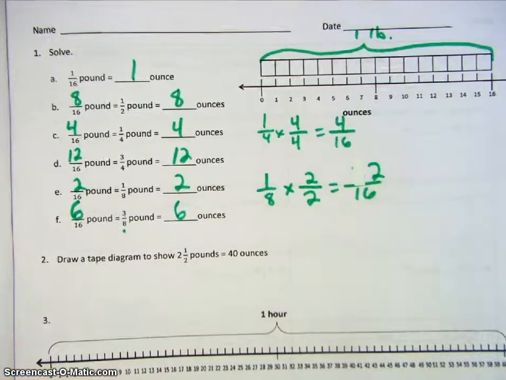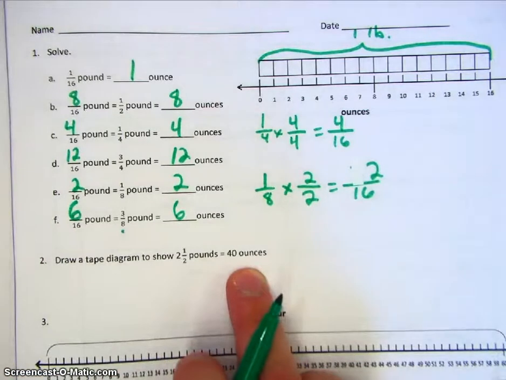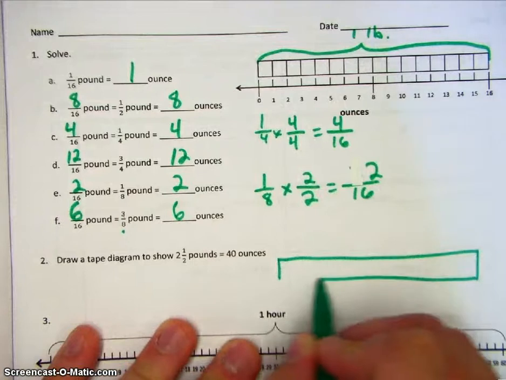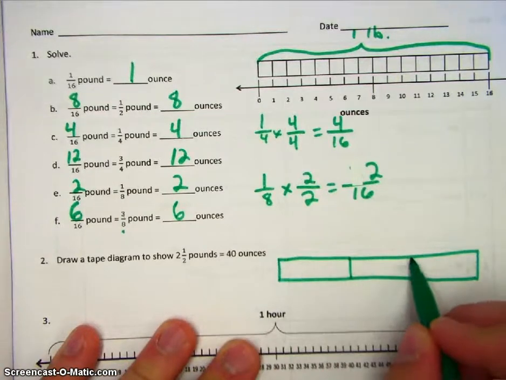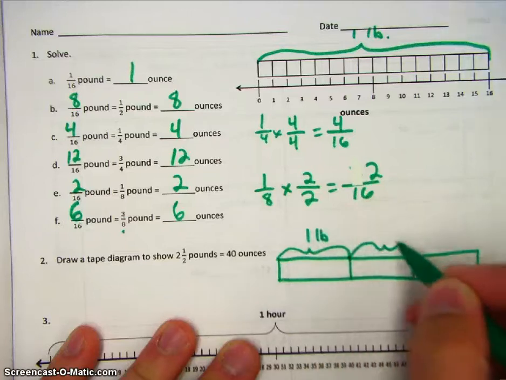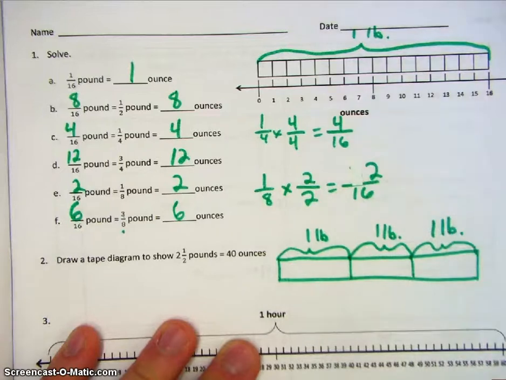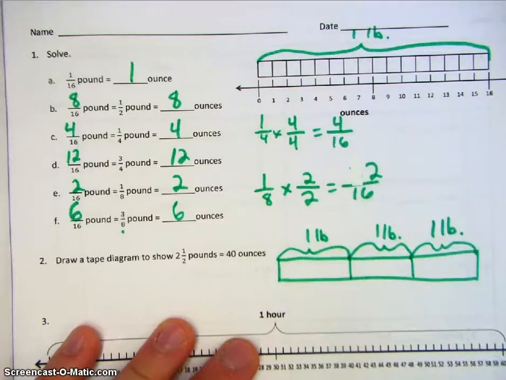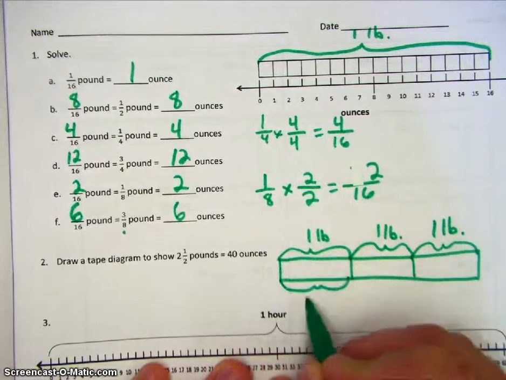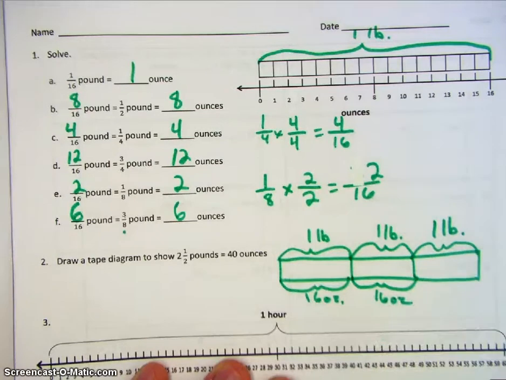Okay, now for number 2, we need to draw a tape diagram to show that 2.5 pounds equals 40 ounces. So we have our tape diagram here. I'm going to draw 3 sections so that each one of them is 1 pound, because I have more than 2 pounds, so I'm going to draw 3 pounds. Now I know that 1 pound is 16 ounces. So this is 16 ounces. This is 16 ounces.